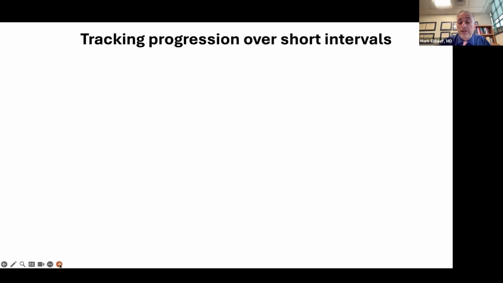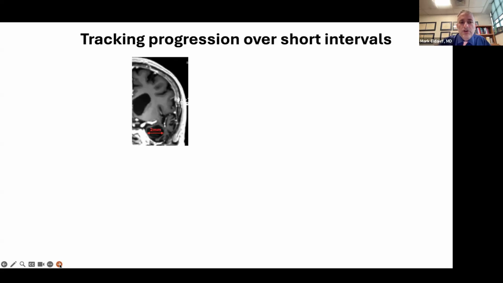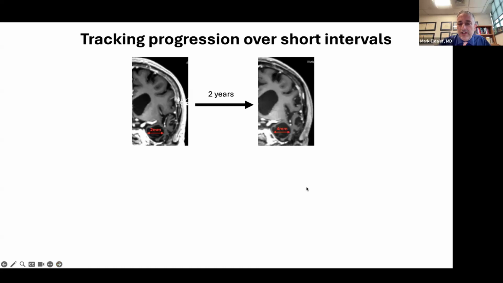One of the new studies that we've been working on over the past couple of years is to ask, can we track this progression over shorter intervals? We could look at this area of the brain and say maybe it's a couple of millimeters of shrinkage here in what's called the temporal horn. This is one of the cavities in the brain, and we see a lot of shrinkage here. Then we could look at it 2 years later and see it has some more shrinkage. You can even sometimes see that with the naked eye.